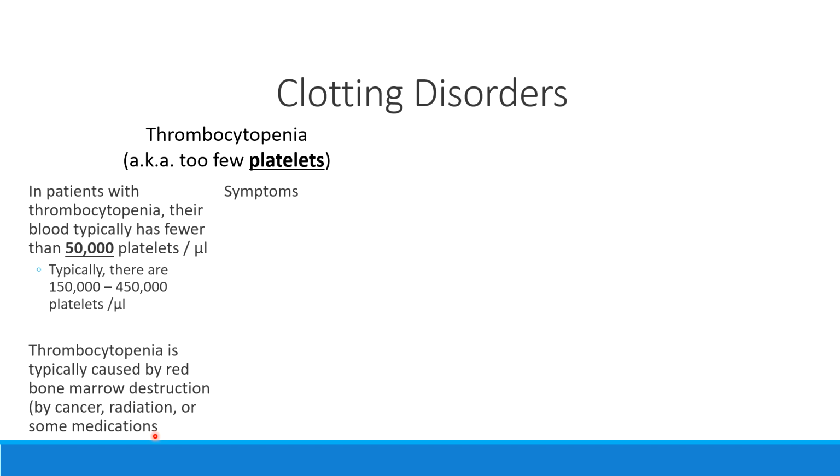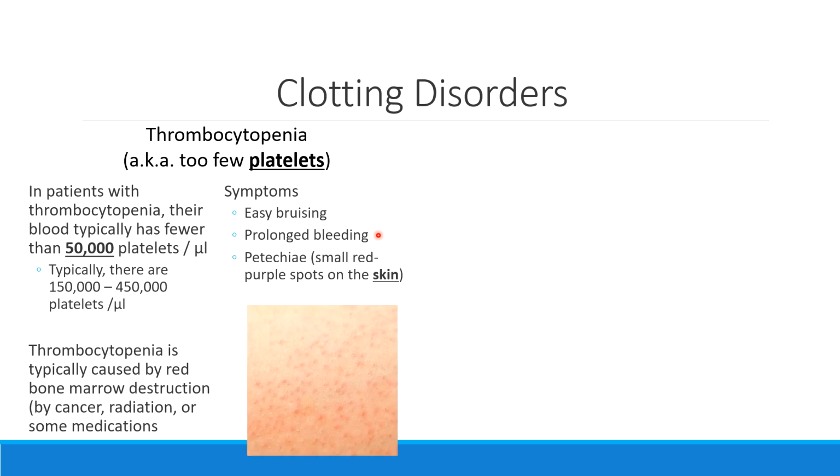When we think about thrombocytopenia, having too few platelets, some of the main symptoms include bruising very easily, bleeding for a long period of time, and it taking a longer time to clot. But really the cardinal symptom, the easiest way to diagnose this, is what we call petechiae.